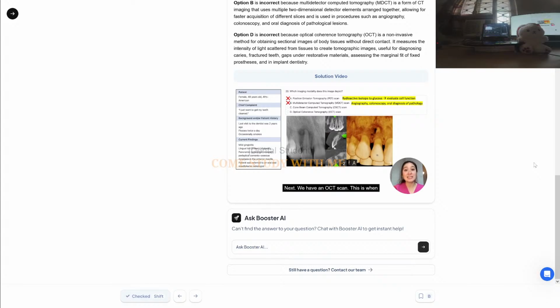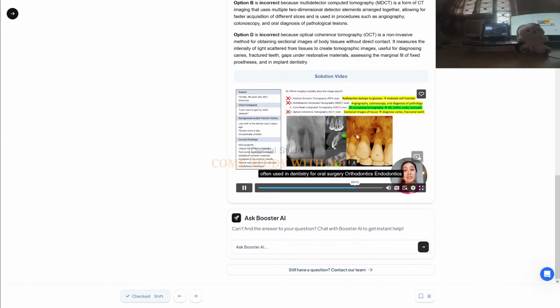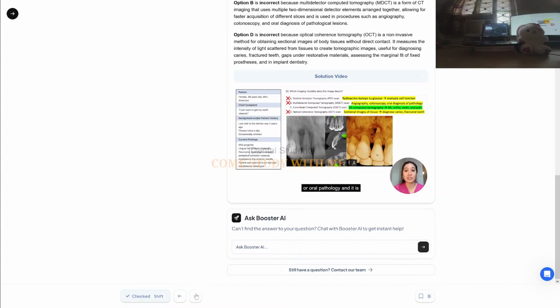Next, we have an OCT scan. This is when we have sectional images of tissue, and we can use this to diagnose caries or fractured teeth. This is also not what the picture here is indicating, so we can eliminate this answer as well. Finally, we have the CBCT scan. This is often used in dentistry for oral surgery, orthodontics, endodontics, or oral pathology, and it is 3D computed tomography. This is exactly what we're seeing here in this picture, so we can choose option C as the correct answer.